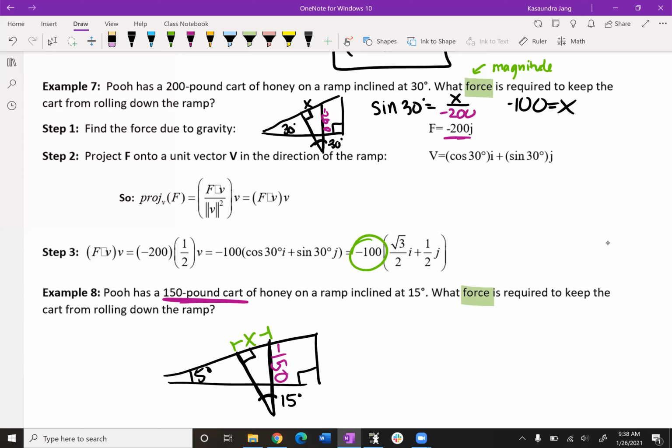Like, why wouldn't you put it on the side adjacent to 15 or on the top? So adjacent to the 15 or the hypotenuse, I already know is the 150. And this side right here, we're talking about force required to keep the cart from rolling down the ramp. Okay, so say the cart's sitting right here. If you pull right here, is that going to keep it from going down the ramp? I don't think so. I would want to pull my magnitude on the ramp, actually on the ramp. That's why I'm looking at this guy.